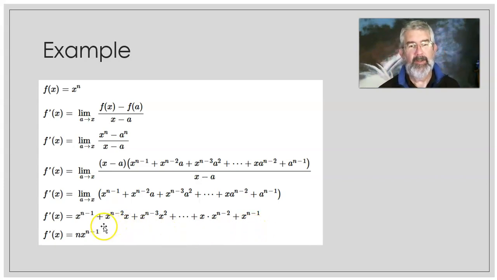You then need to just figure out how many of them there are. Well, if I look at the terms that came from the a's, there's no a's here, there's 1 a there, there's 2 a's there, all the way up to n minus 1 a's. So there is a term for each of the integers 0, 1, 2, up to n minus 1, which is n different things, and so there are n terms here, and we have n times x to the n minus 1 as the derivative of x to the n.